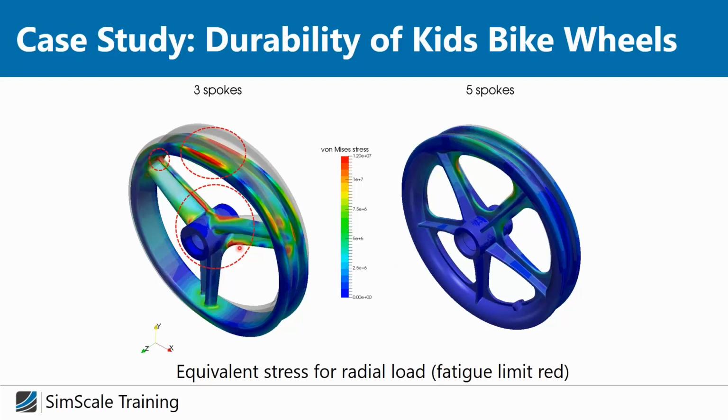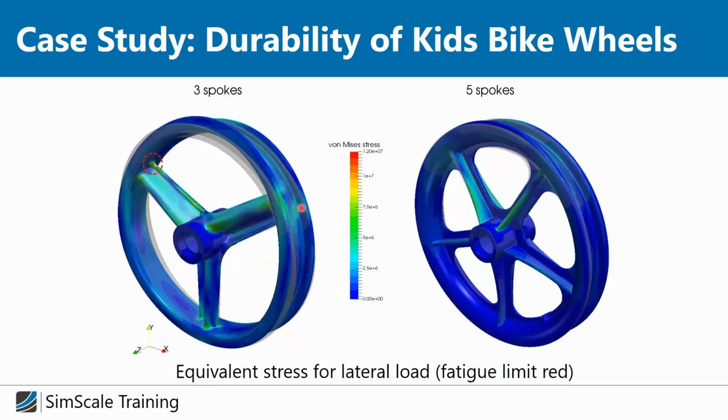And here you can see that with this 3-spoke design we really reach the fatigue limit everywhere it's red. So here, but also here, there is a high chance that this design will crack under certain load cycles. In contrast, if we have 5 spokes, we not only have lower peaks of von Mises stress, but the overall distribution is much lower, and we have much more blue low stress areas.